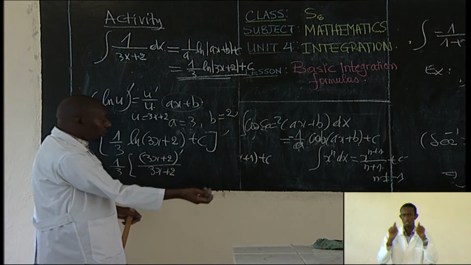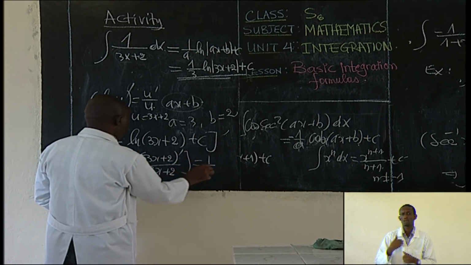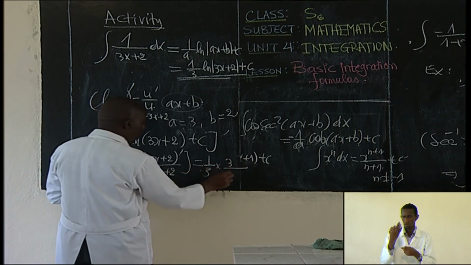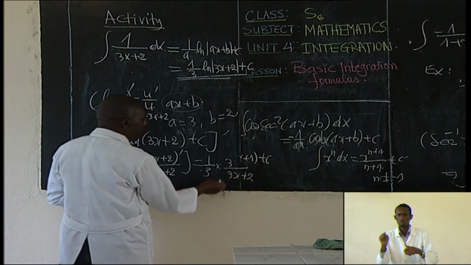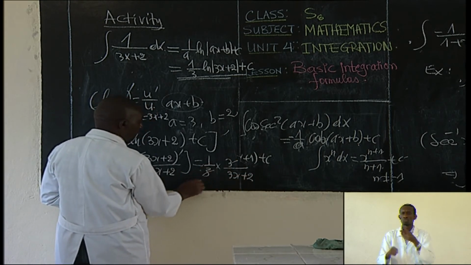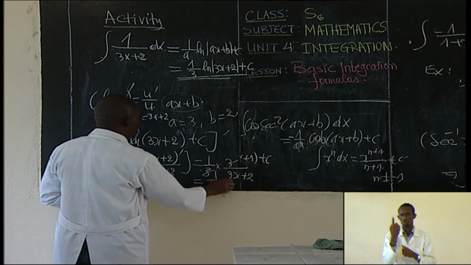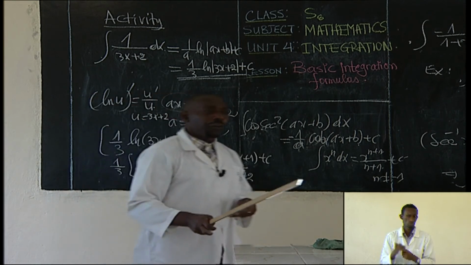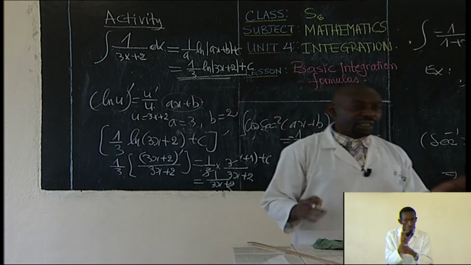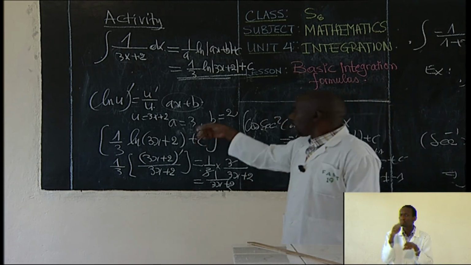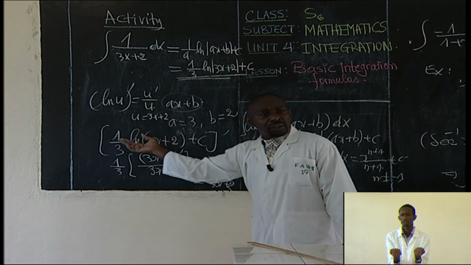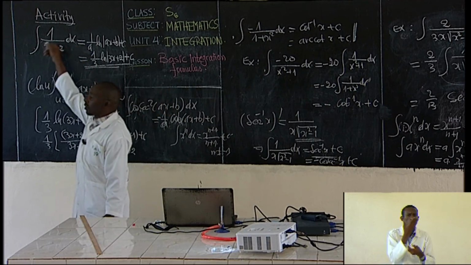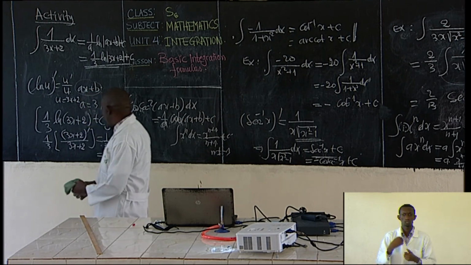Derivative of a constant is 0. I have 1/3. Derivative of 3x plus 2 is 3 divided by 3x plus 2. Then we simplify 3 and 3 to get 1 over 3x plus 2, which was done here, isn't it? So it means that if you want to verify if your integral is correct, you are free to take the final answer and differentiate it, and you will get the integrand there. I hope you have understood.